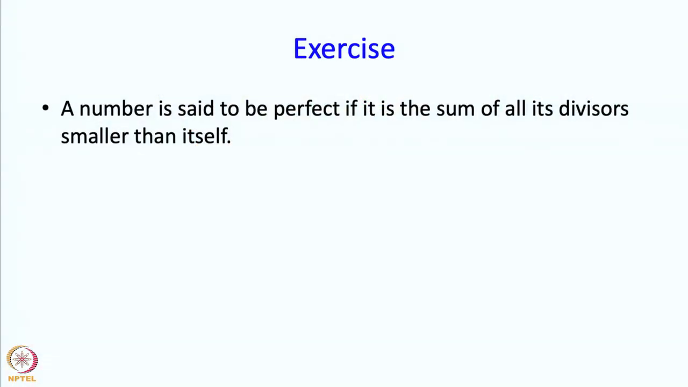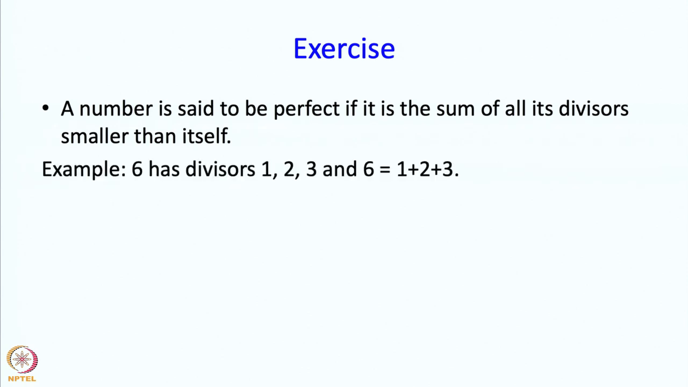So, I want to give you some exercises. Okay. So, the first exercise is dealing with something called perfect numbers. A number is said to be perfect if it is the sum of all its divisors smaller than itself. So, 6 for example has divisors 1, 2, 3 smaller than itself, and 6 is indeed the sum of those divisors. So, therefore, 6 is said to be perfect.